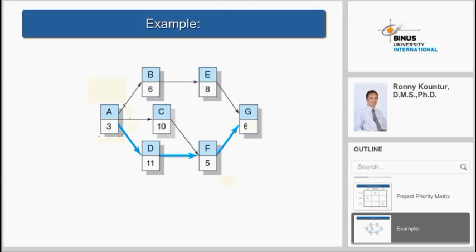How do we know the 25 days? See this bold arrow there? That is what we call the critical path. That is the longest path to complete this project. We start with 3 days in A, 11 days in D, total 14 days, and then 5 days in F, that becomes 19, and 6 days in G. So it requires 25 days to complete this project.